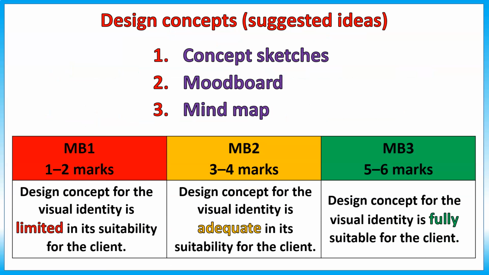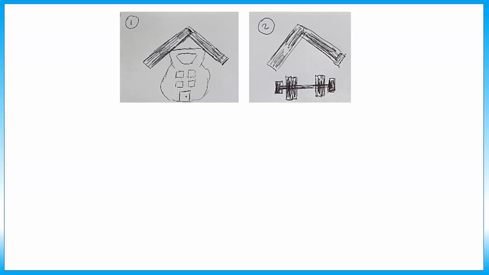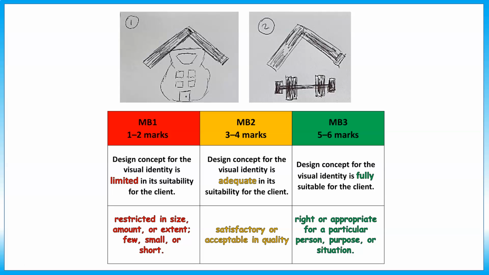So we have limited, adequate and fully. Limited is a starting point, adequate's like generally okay, and fully is a full example, which I'm going to show you now. So example number 1, we have two concept sketches. We have a kettlebell and a dumbbell with a roof shape on top. Good sketches, but I will class these as limited because they're restricted, and I'm going to show you why.